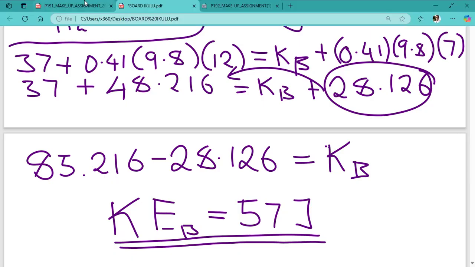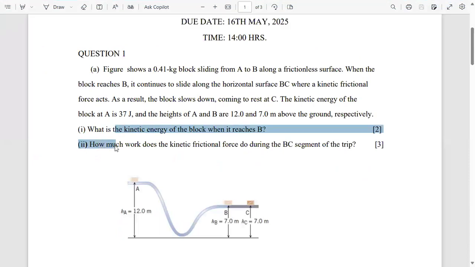Okay, that means we are done with question 1, and question 2 is asking how much work the kinetic friction force does during the BC segment of the trip.